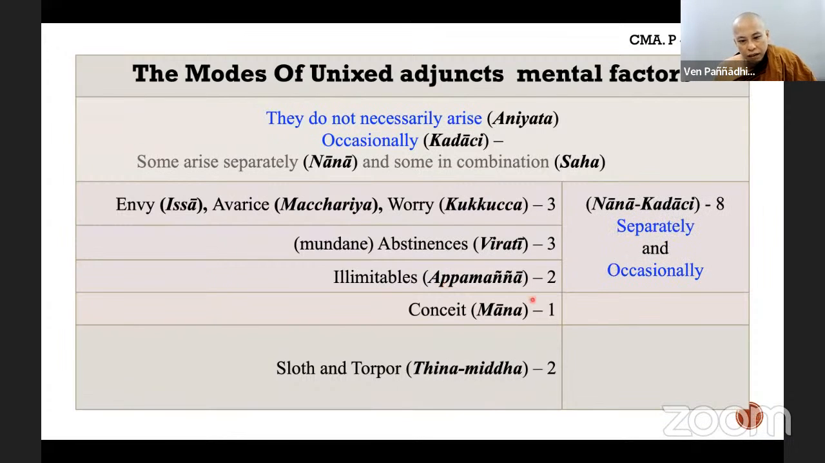Then, let's see. The first group is Isa, Maccariya, Kukkucca, and in the mundane here, specifically in the mundane level, the abstinences, virati. Why do I need to add this mundane? Can you tell? In the supramundane, the three virati occur together, right? And also always. Whenever supramundane consciousness arises, they never miss, and they arise as constituents of the Magga and Phala. That's why they always associate with abstinence.